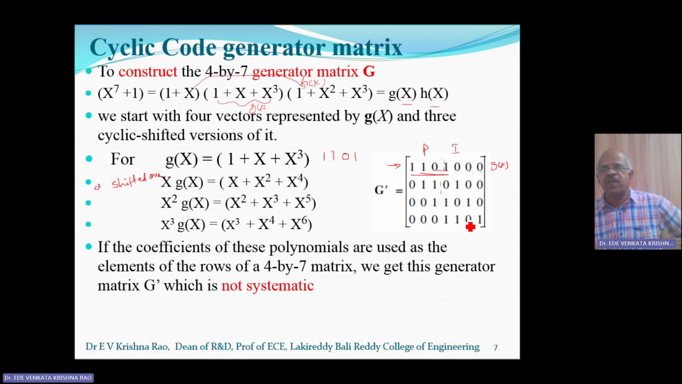You got this. So here you see in this generator matrix, we get the parity coefficient and the unit matrix. So this is not a unit matrix. That is why this generator polynomial is not systematic. We need to make this generator matrix systematic.